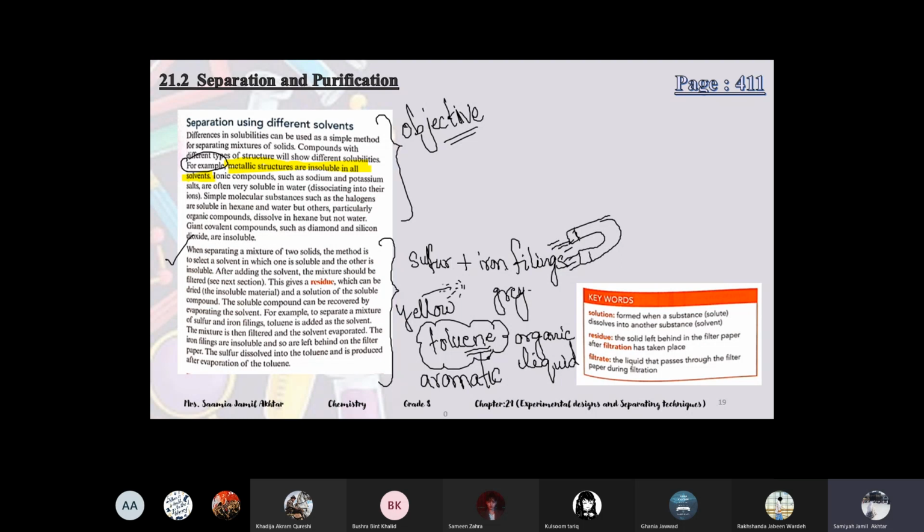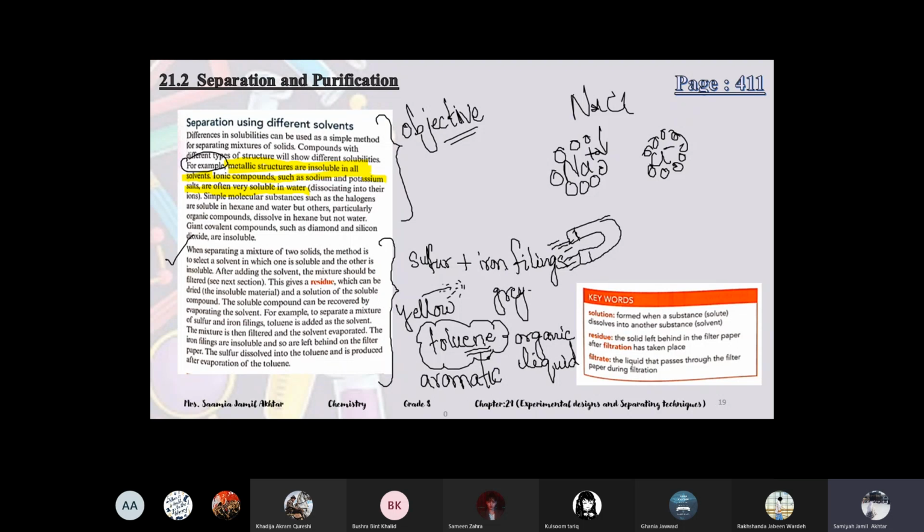Ionic compounds such as sodium and potassium salts are often very soluble in water. During explanation of the first chapter I told you that when we add any inorganic compound in water, like NaCl, a salt, Na and Cl will dissociate, will split into its ions. It's for all the ionic compounds. They separate into their ions, and then the water molecules surround them like this. So that's how ionic compounds dissolve in water.